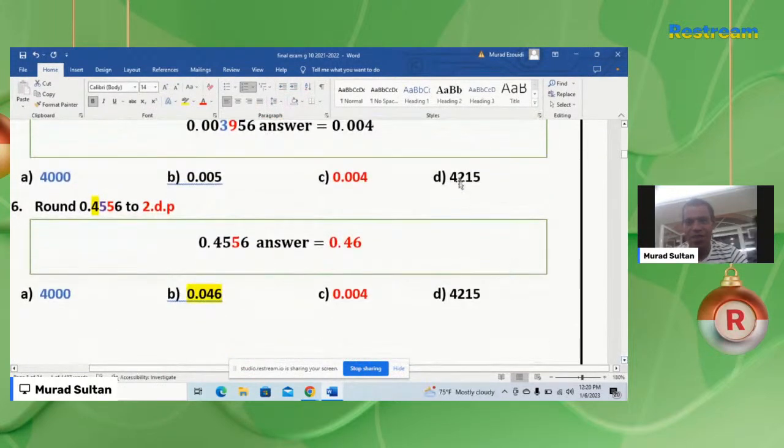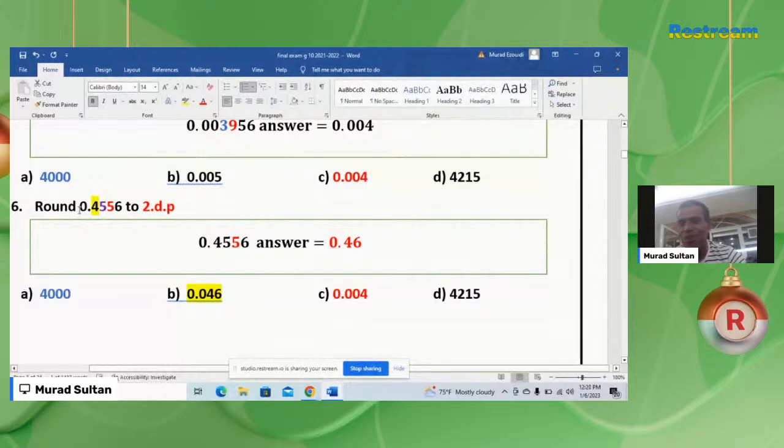Okay, and don't choose 4,215, and don't choose also 0.005, and also don't choose 4,000. Because the correct answer here, it's clear for you, is 0.004. Okay, question 6 says what exactly.